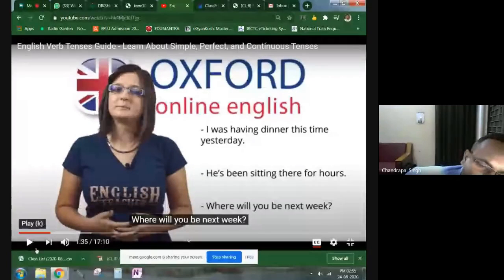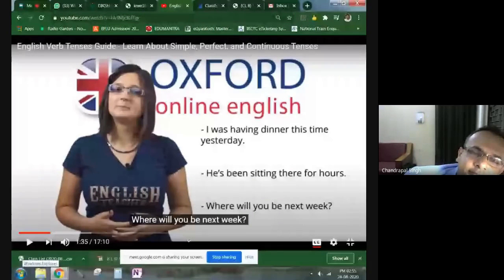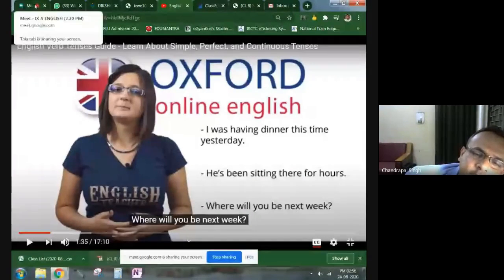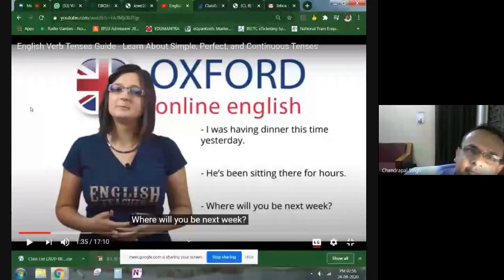Answer this. Sentence 1, 2, and 3. Write in chat section. Verb forms in these three sentences.